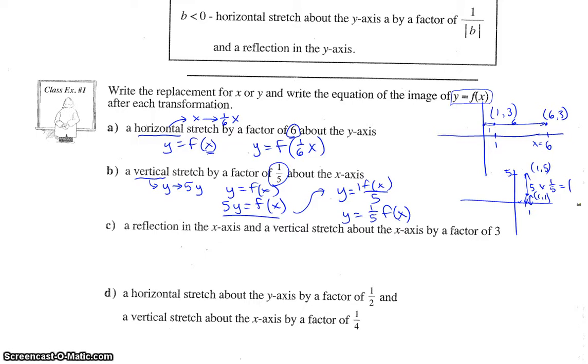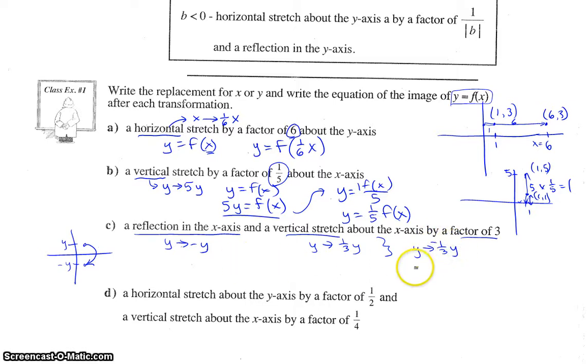Let's look at reflection in the x-axis and a vertical stretch about the x-axis by a factor of 3. So reflection in the x-axis, let's think about that. The x-axis, that would go down from here to here. So that means our y value is changing sign, right? So we're replacing y with negative y. Vertical stretch, so again, y is being replaced with the factor of 3 flipped, 1/3 y. If you combine those two, overall, y is being replaced with 1/3, and it has to be negative for the reflection.